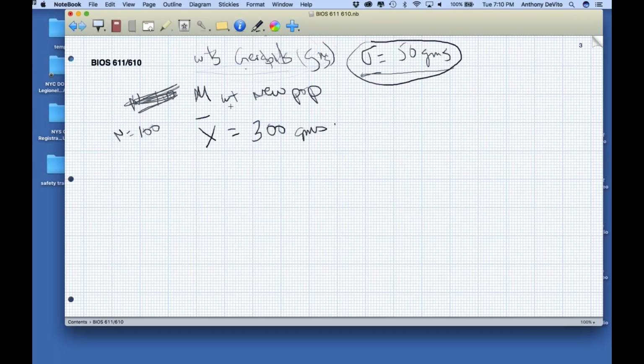Okay, so now I know what the mean for my sample is, but I don't know what the population mean is for this new population. All I know is my sample mean. Well, it's really nice to know the sample mean.